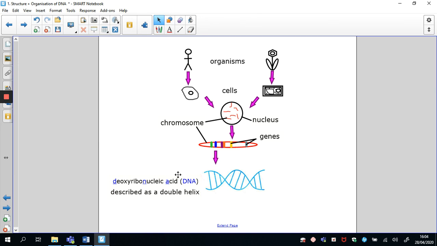Okay, now you can see here that it gets its name, DNA. That's just a short version of saying deoxyribonucleic acid, right? But you are fine to always call it DNA. However, some questions in the exam might call it deoxyribonucleic acid, okay? And it is described as a double helix. We'll come to that in due course.